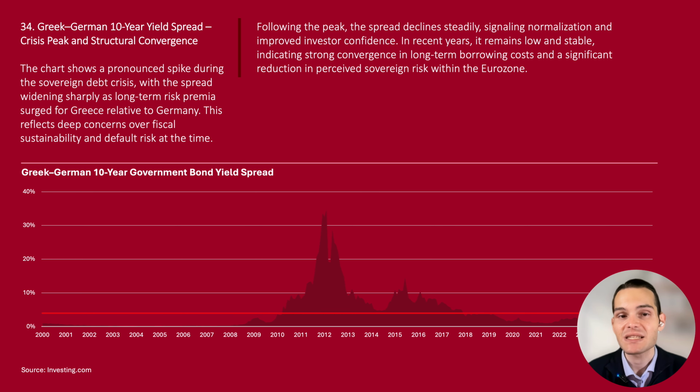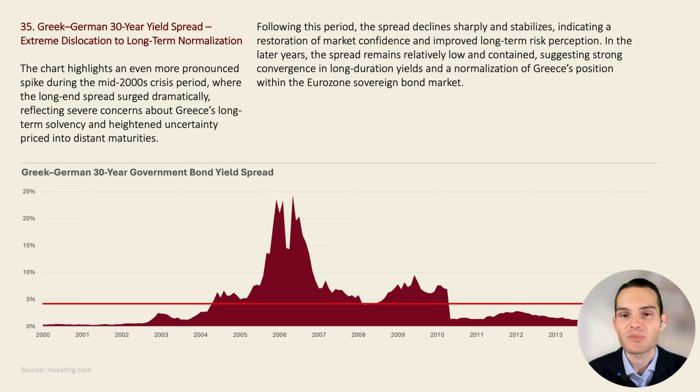as investors demanded a substantial premium to hold Greek debt relative to German bonds, following a similar pattern to previous maturities. The 30-year spread reflects how markets priced Greece's long-term sovereign risk during and after the debt crisis. At the peak of the crisis, spreads widened dramatically as investors demanded significantly higher compensation for holding long-duration Greek debt. More recently, the long end of the curve appears considerably more stable, reflecting stronger confidence in Greece's long-term fiscal outlook.